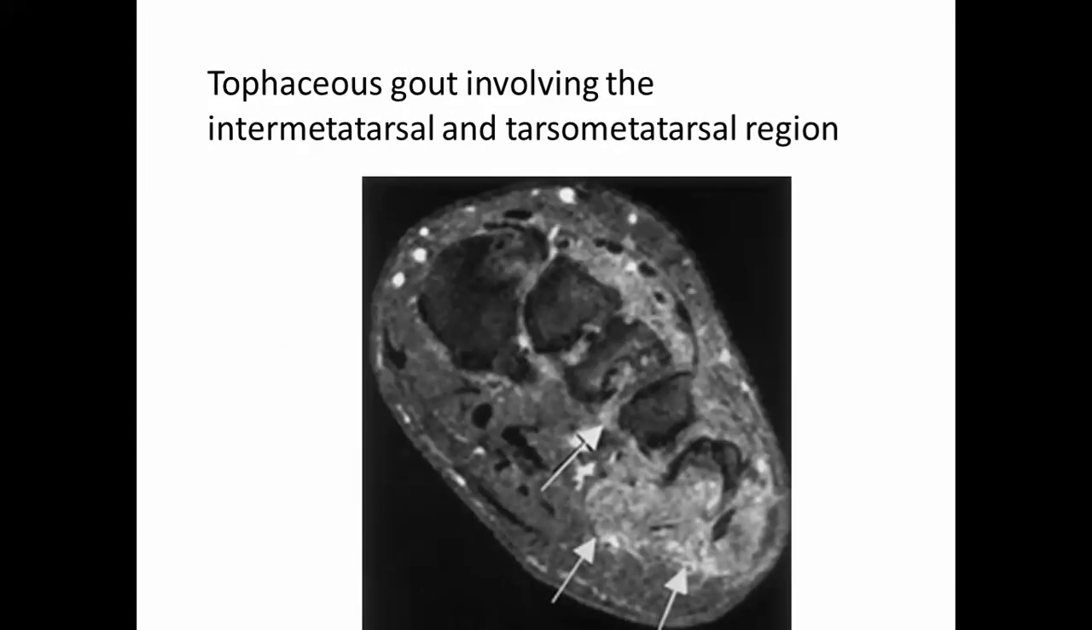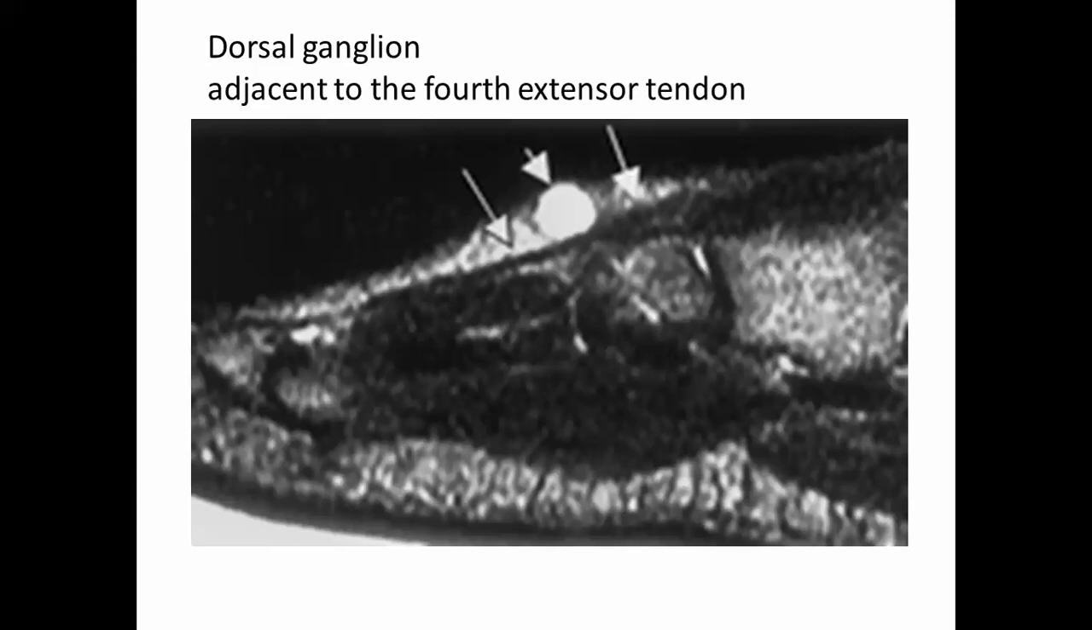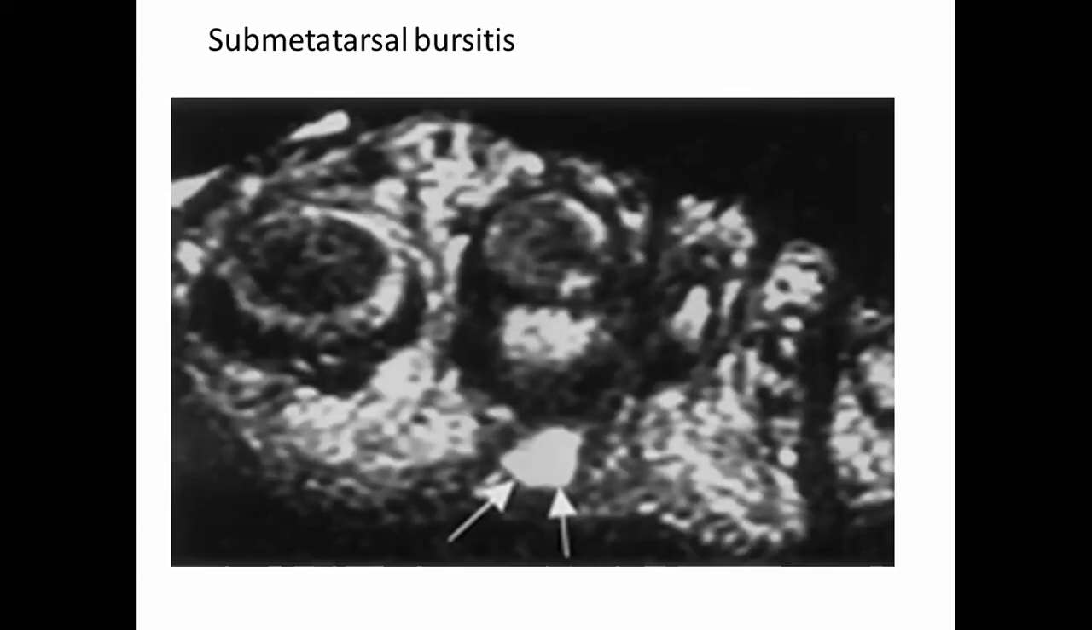In gout we have the soft tissue tophi near the intermetatarsal and tarsometatarsal joints. In ganglion you expect a small cyst in the subcutaneous tissue, related to one of the tendons. It's called dorsal ganglion. Submetatarsal bursitis could be a disease showing bursal inflammation with some fluid collection, submetatarsal bursitis.